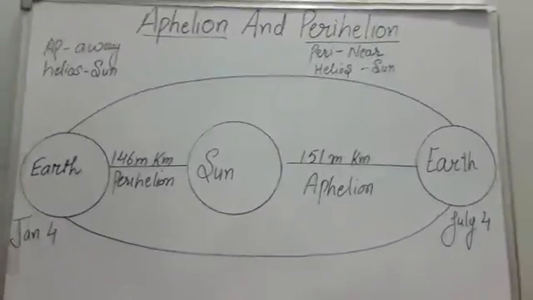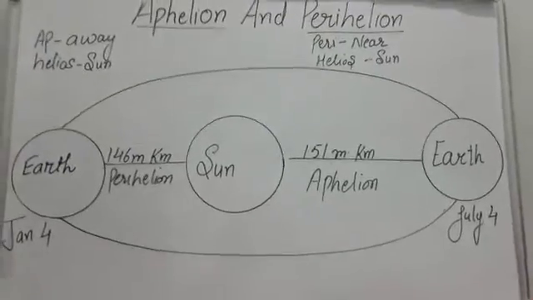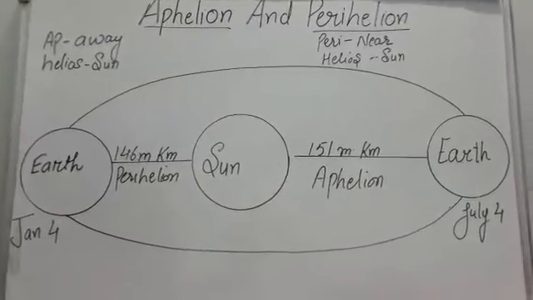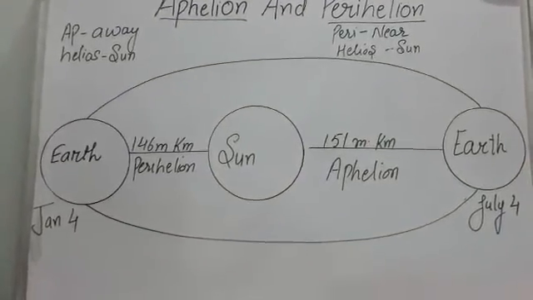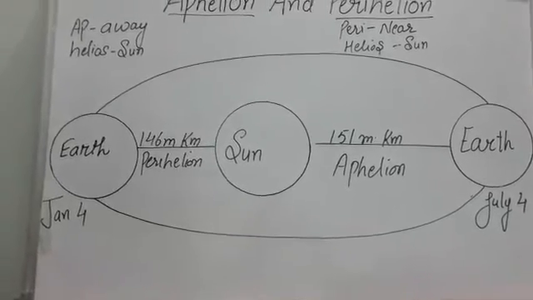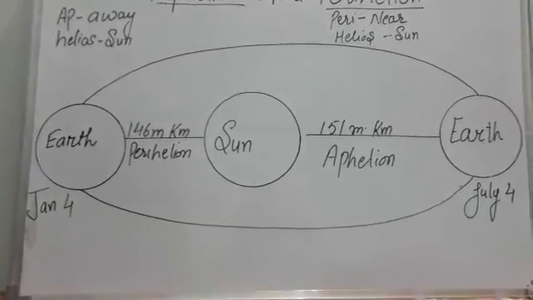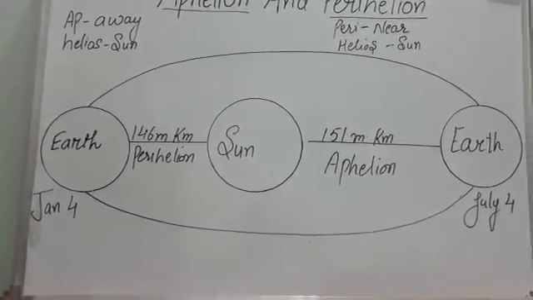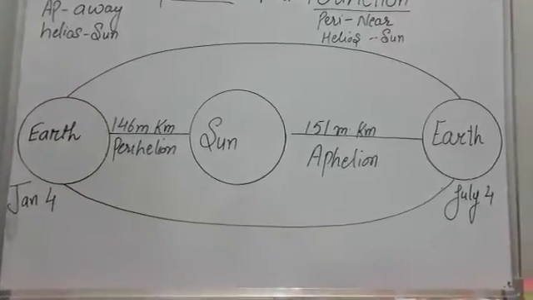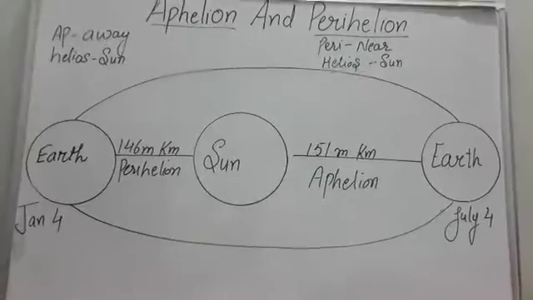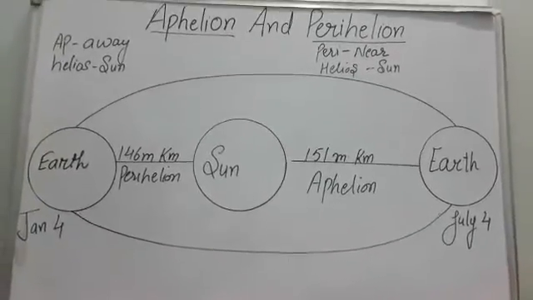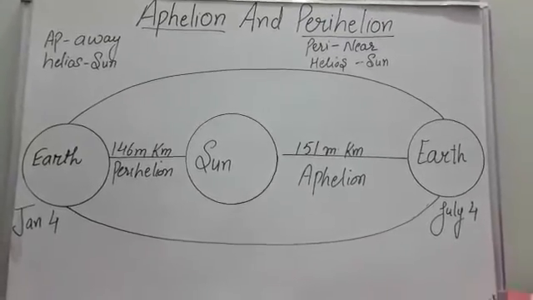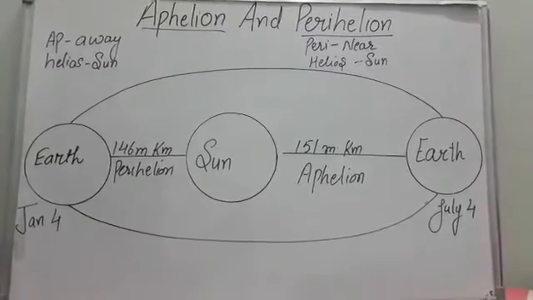Okay, so I hope you have understood about aphelion and perihelion. Again, I am explaining: aphelion means away from the sun and perihelion means near to the sun. When the earth is close to the sun, it is perihelion, and when it is away from the sun, this situation is called aphelion. Perihelion happens on Jan 4 every year, and aphelion happens on or around July 4 every year. So I hope you understood this topic, and you will draw this diagram in your notebook.